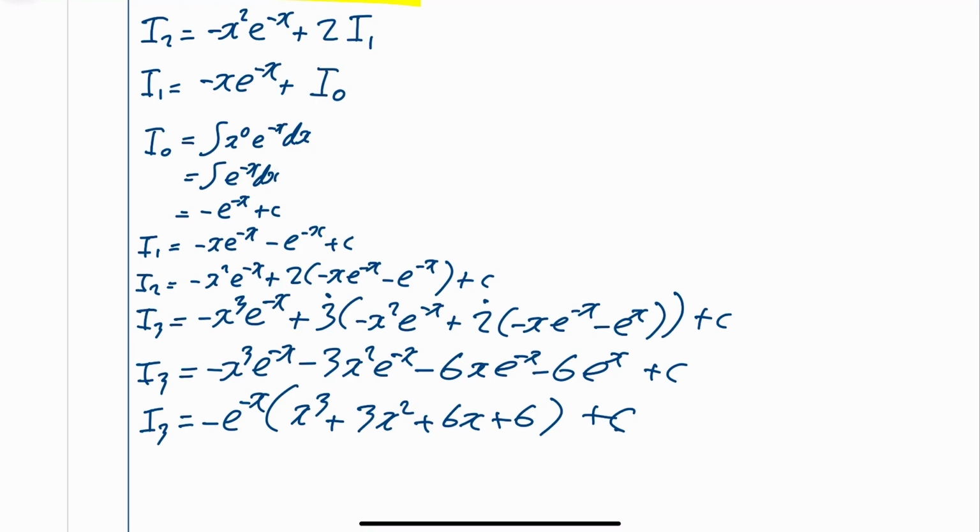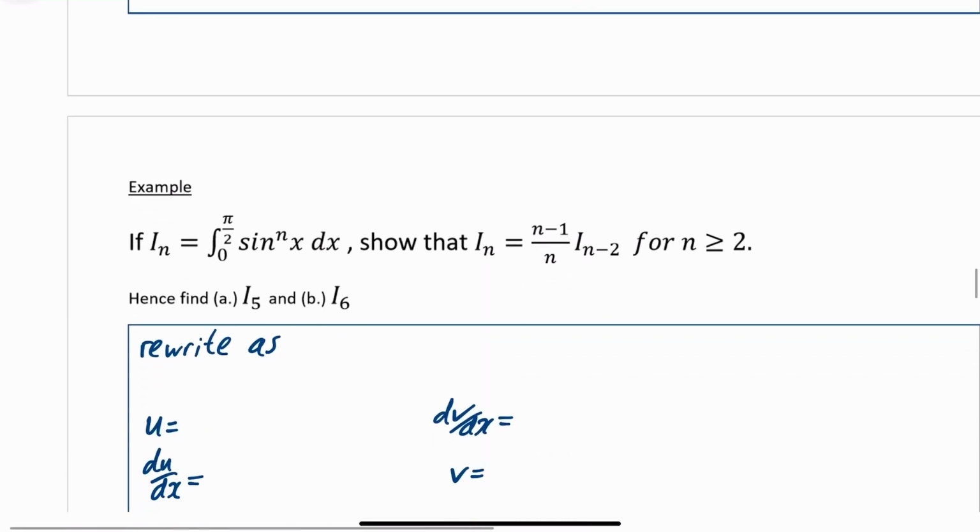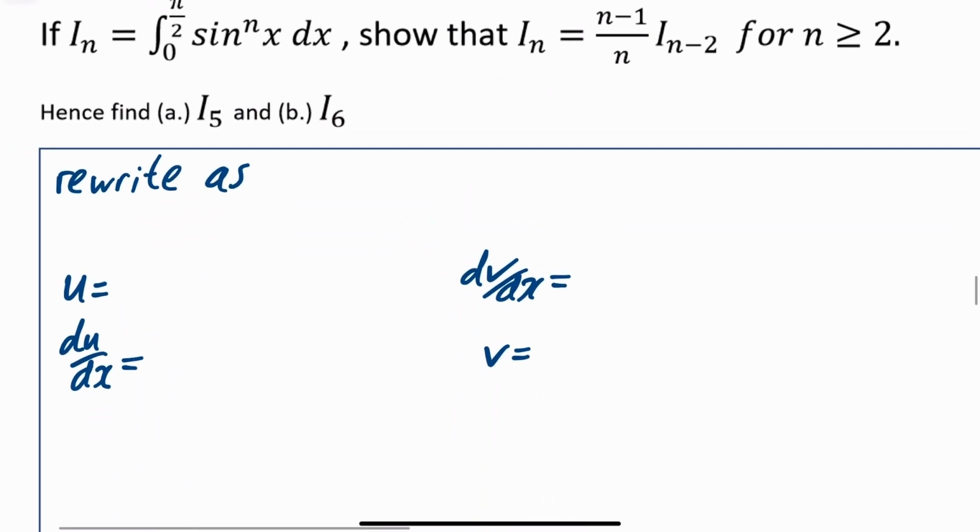Okay, quite a few more examples to do on these then. Next one, it says if in is equal to the integral from 0 to pi over 2 of sine nx dx, show that the in is equal to n minus 1 over n upon in minus 2. And then hence find I5 and I6.